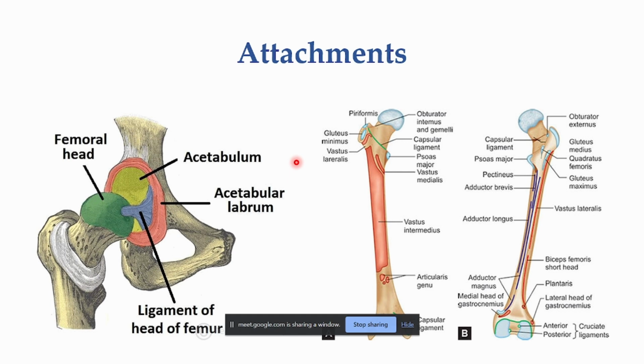Next, we'll know about the attachments of the femur. The upper end of the femur forms the hip joint, wherein the femoral head articulates with the acetabular cavity of the hip bone to form the hip joint. The acetabulum further presents the acetabular labrum, the lunate surface of the acetabulum, and the acetabular notch.